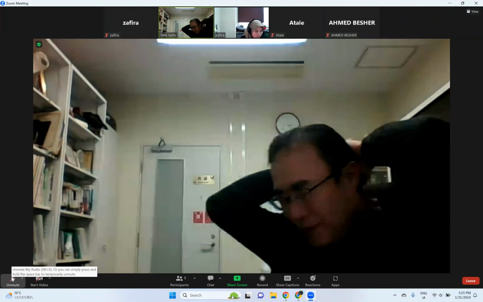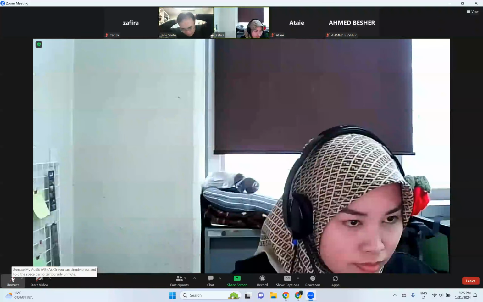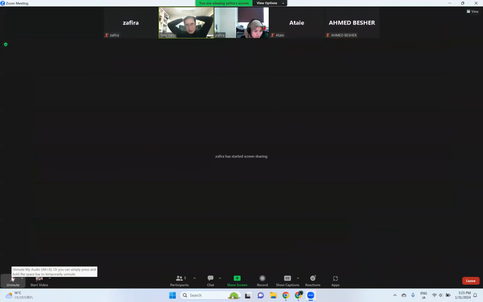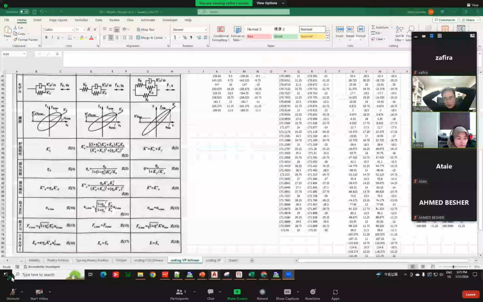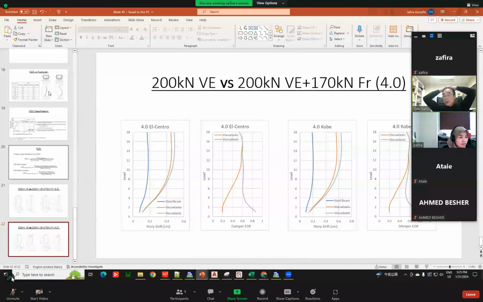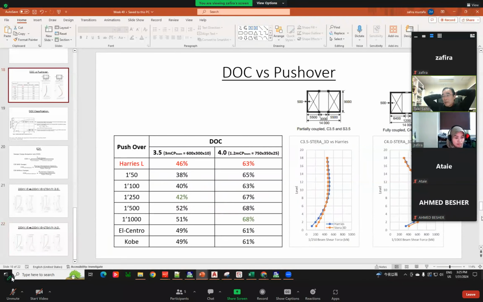Could you show me the coupling ratio? And you calculate the coupling ratio. Yeah, this one. So in case of 1/1000 drift, the coupling ratio is 51 for the large span, the long span.